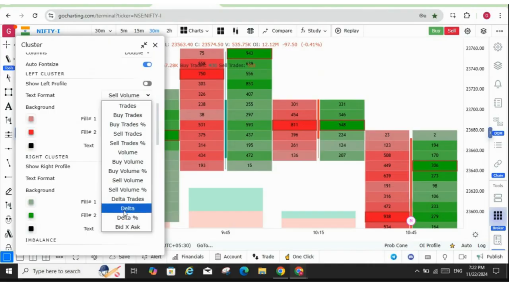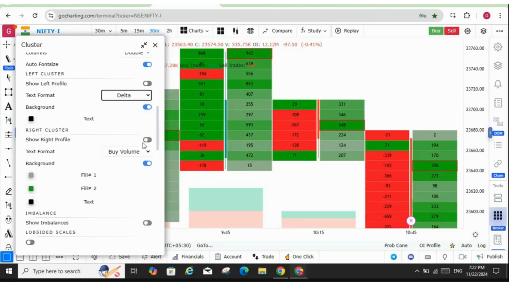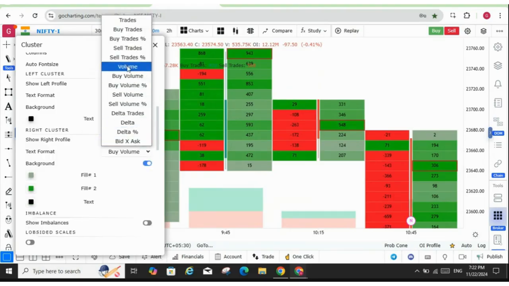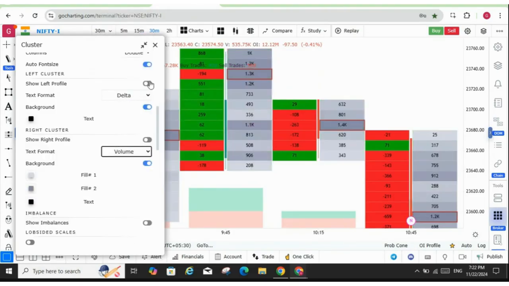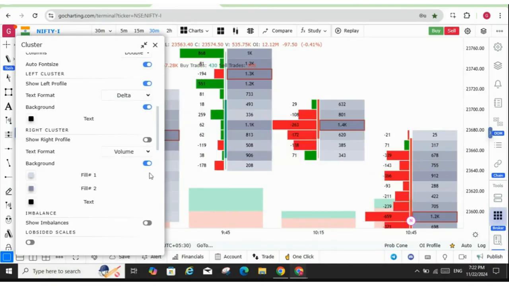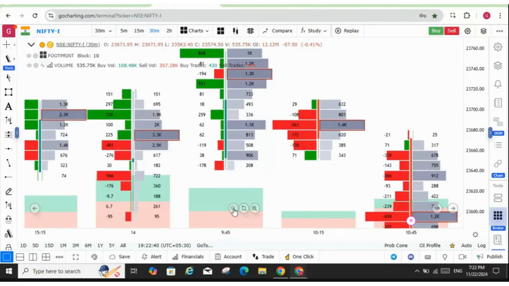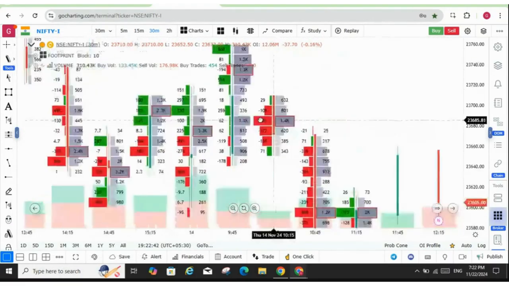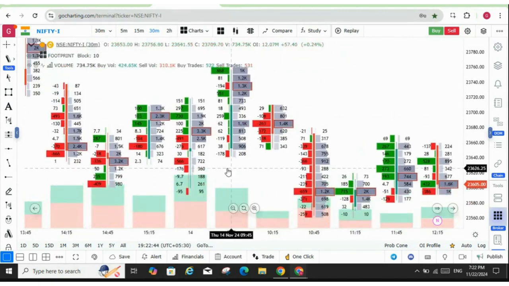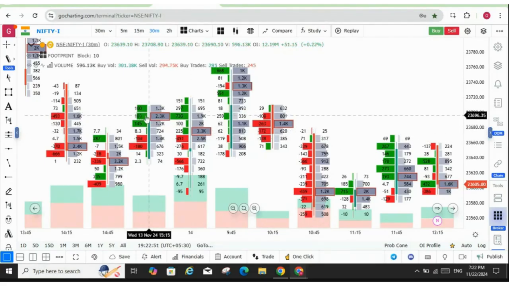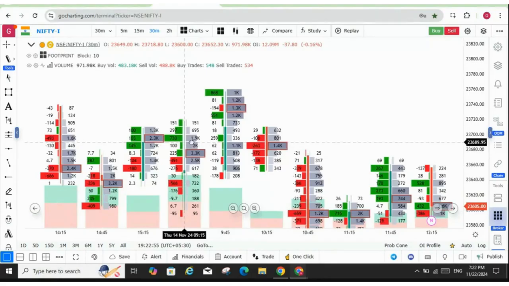Let me do it. I can find a very interesting chart for you. I can keep delta on the left side and volume on the right side, and then switch on show profile here and show profile here. Now you see, guys, this chart carries so much information. It contains both delta and volume, so you can compare which price level is more important to you. If it has more delta and more volume, that level is more important.